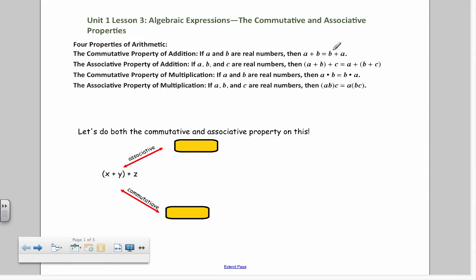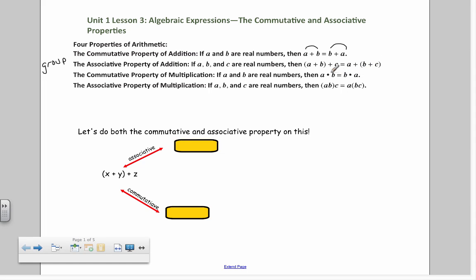We have the commutative property of addition. That means basically you can add in any order. A plus B is the same as B plus A. The associative property means to group. So we can group numbers in any order, and if we're adding them, we're going to get the same answer.